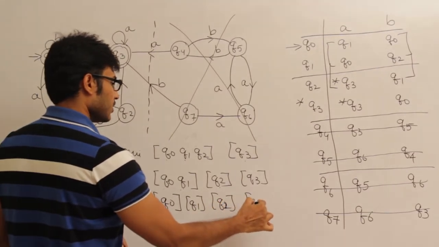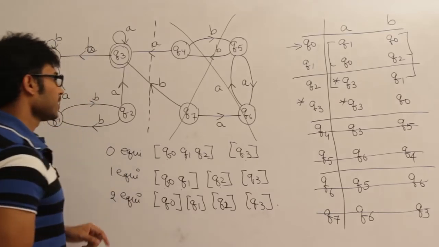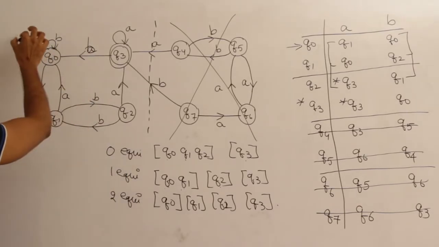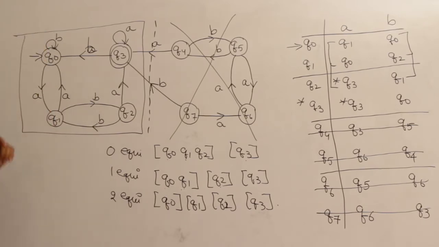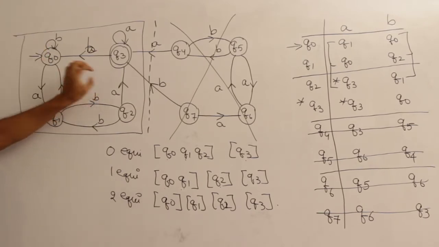Q2, Q3. So, in the given question, we have 4 states, and in the minimal automata also we have 4 states. So these 4 states cannot be reduced, and this is the final answer.